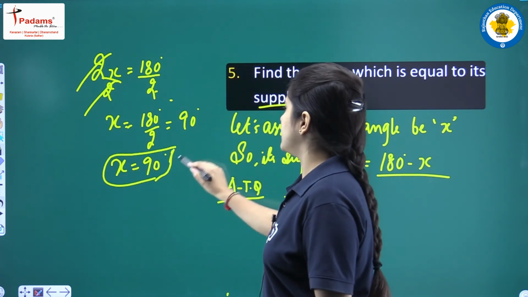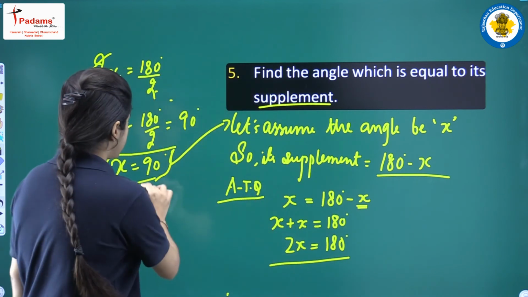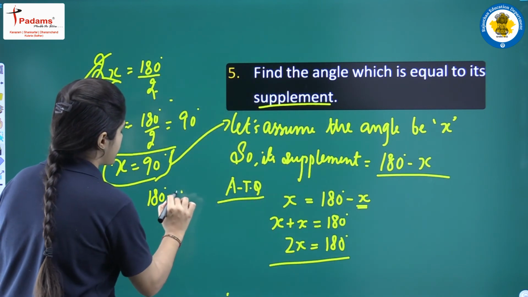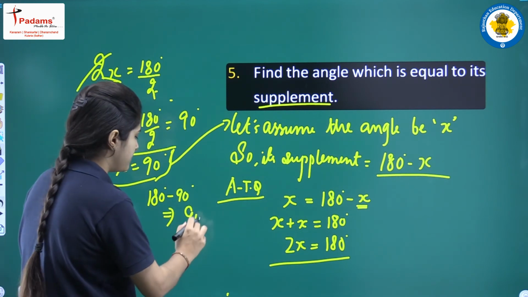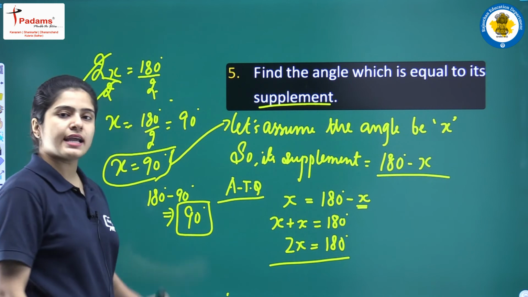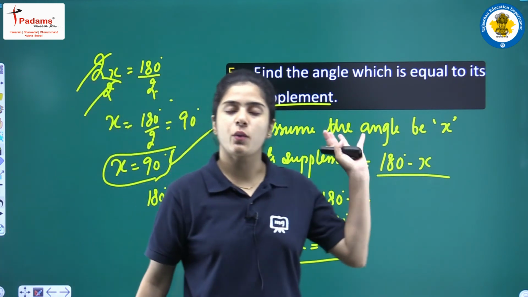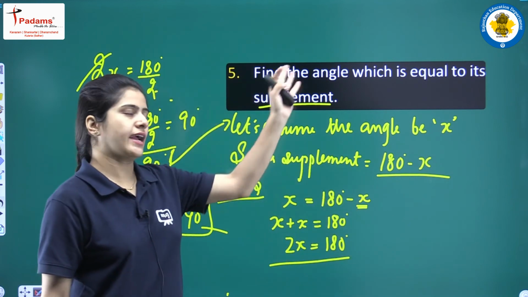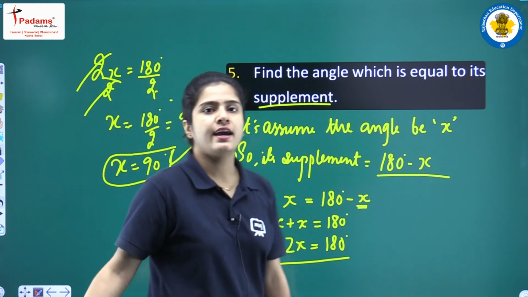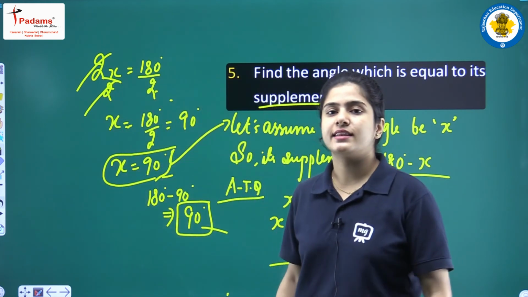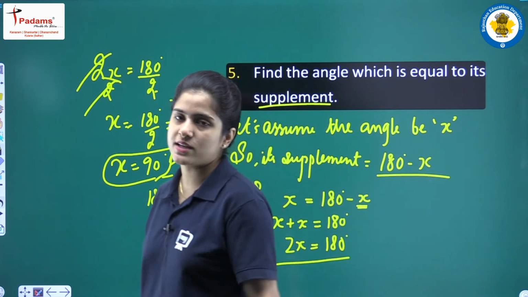This is the angle that we have assumed. Now students, tell me the supplementary angle of this 90 degree is equal to 180 degree minus 90, and it is equal to 90. So if the angle is 90 itself and if the supplementary is 90, then it means that the question is satisfied. It is asked from us, find the angle which is equal to its supplement. Angle is 90 degree and its supplement is also 90 degree, then it means that the angle which is equal to its supplement is 90 degree, okay students.